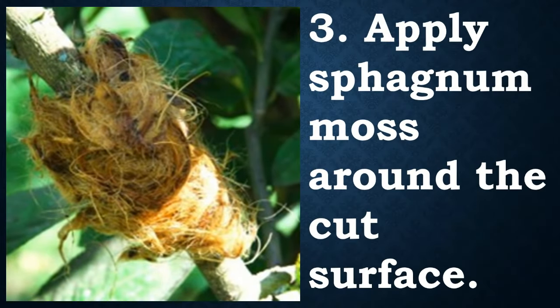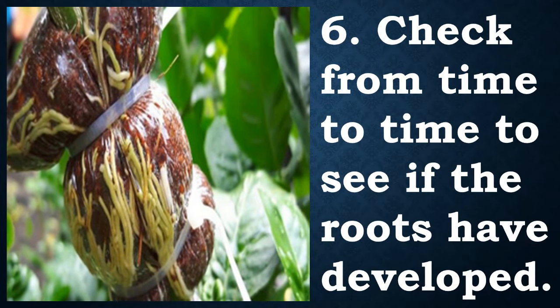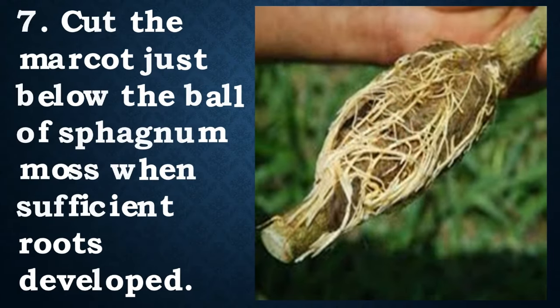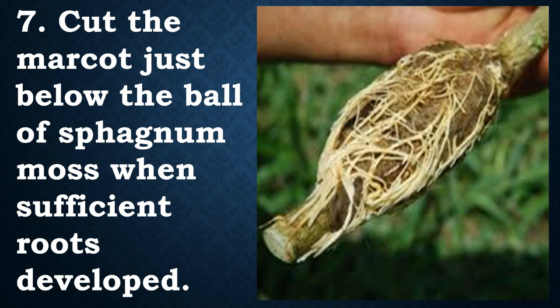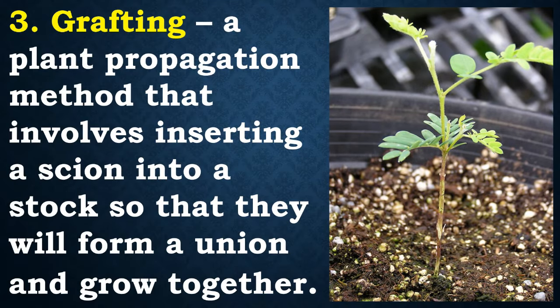3. Grafting. A plant propagation method that involves inserting a scion into a stalk so that they will form a union and grow together.